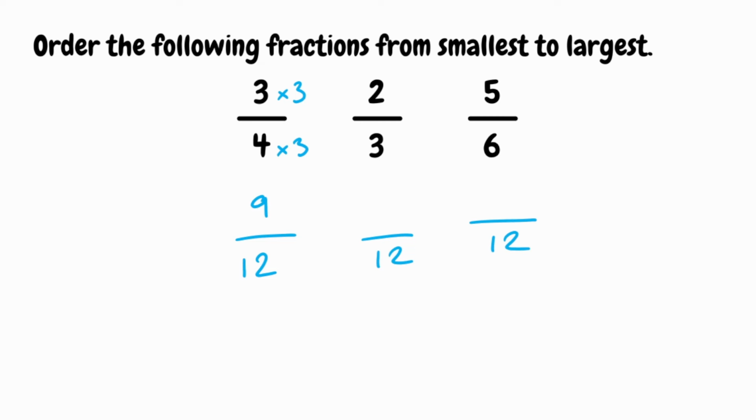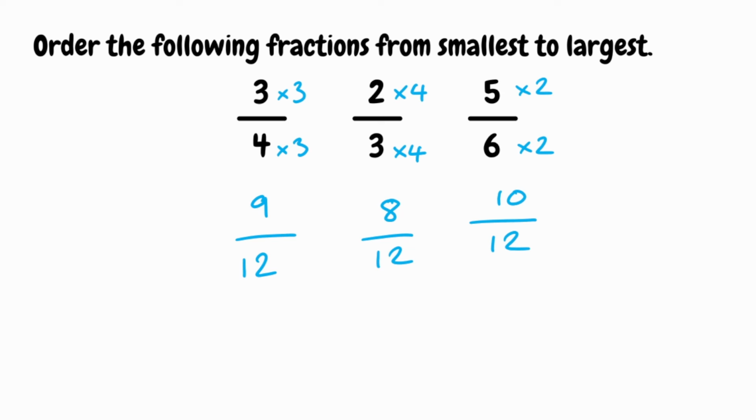The next fraction, how did we get from 3 to 12? Well, we multiplied the bottom by 4, which means we also need to do that to the top. So we'd have 2 multiplied by 4, which would give us 8. And then finally, how did we get from 6 to 12? Well, we multiplied that by 2. So because I've multiplied the bottom by 2, I also need to do that to the top. So we'd have 5 times 2, which is 10.